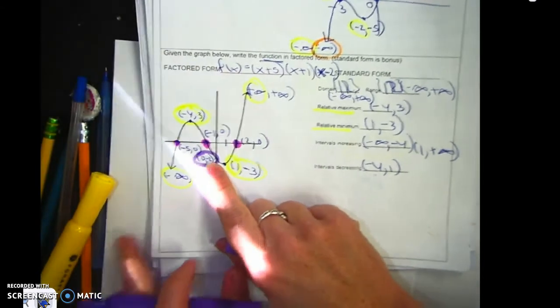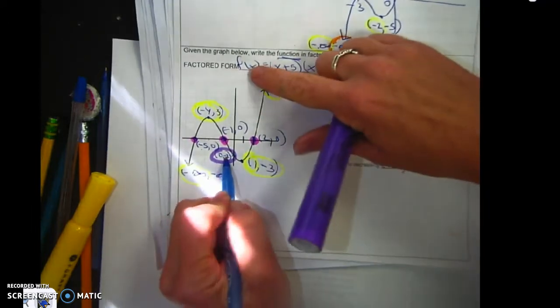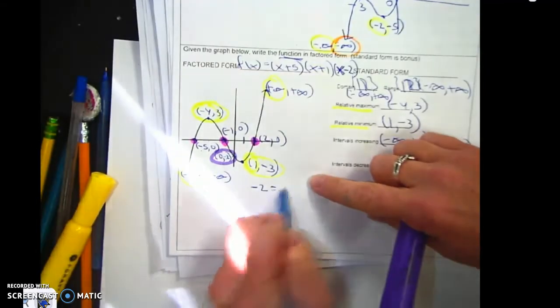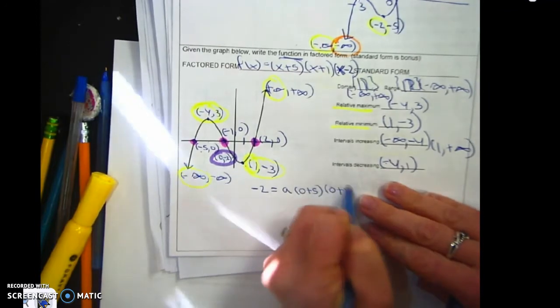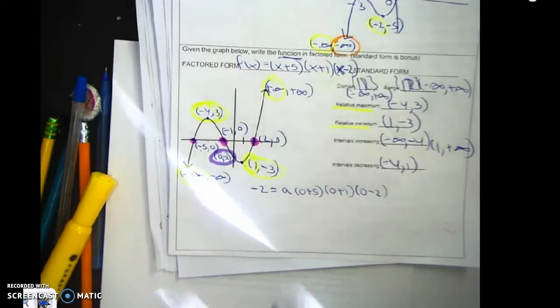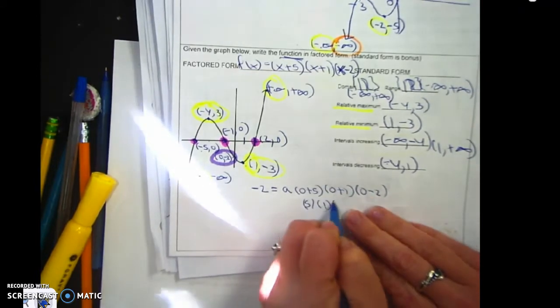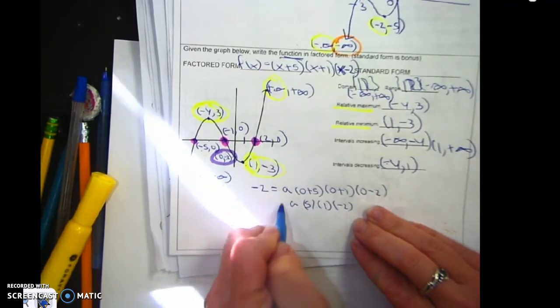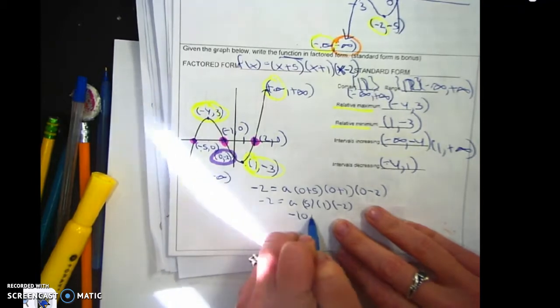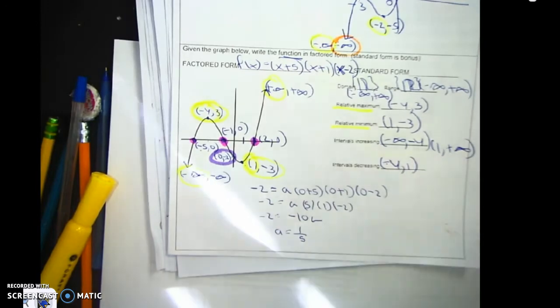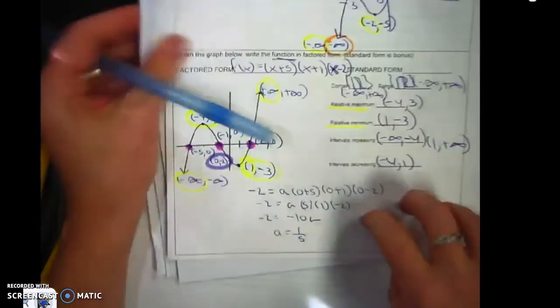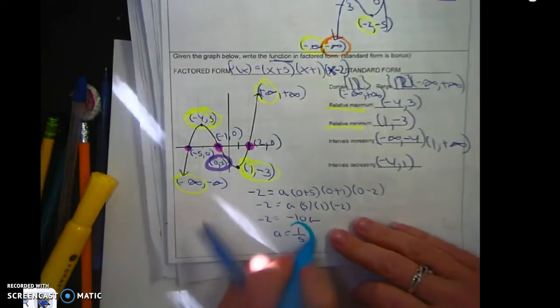If you looked here, if this is your y-intercept and I plugged in 0 here, I wouldn't get negative 2. Let me tell you what I mean. So I'm going to plug negative 2 in for y equals a, plug in 0, 0 plus 1, 0 minus 2. So that's 5 times 1 times negative 2. A equals negative 2. That's negative 10a equals negative 2. So a equals 1/5.